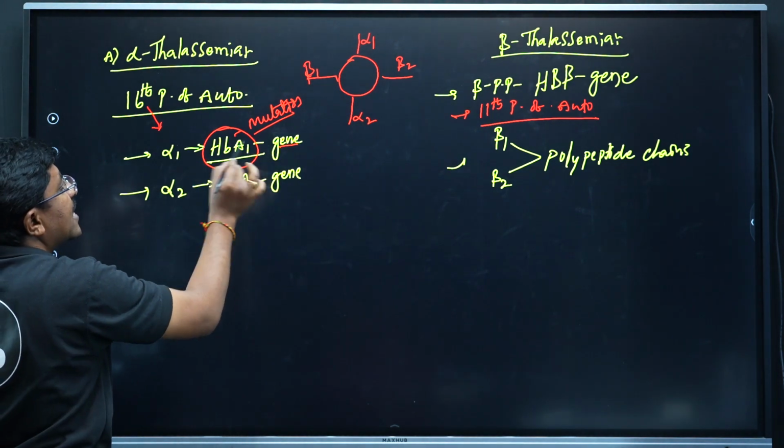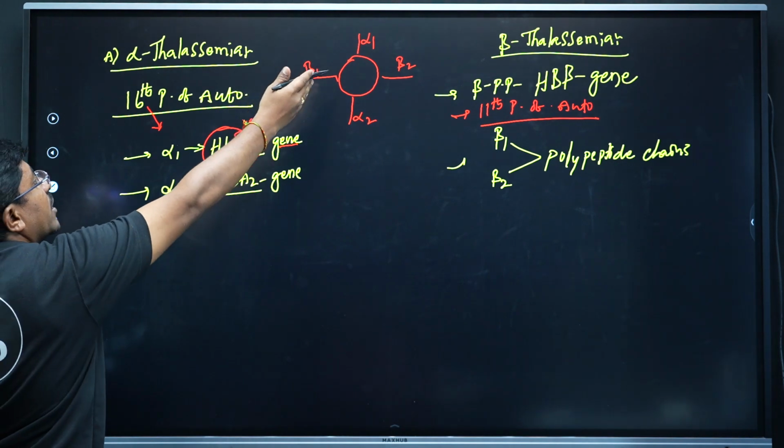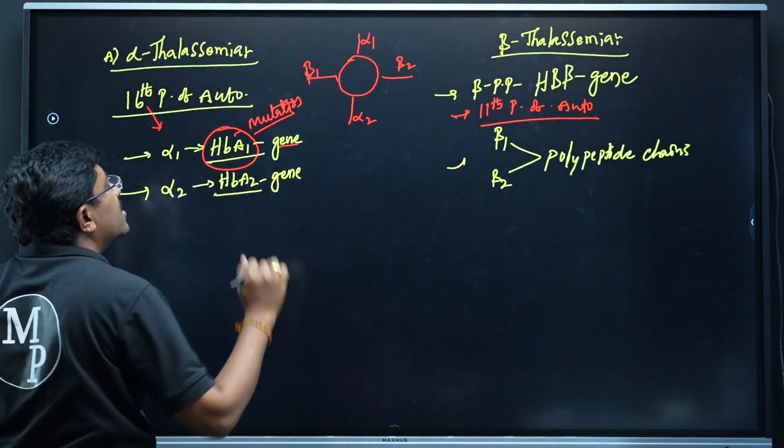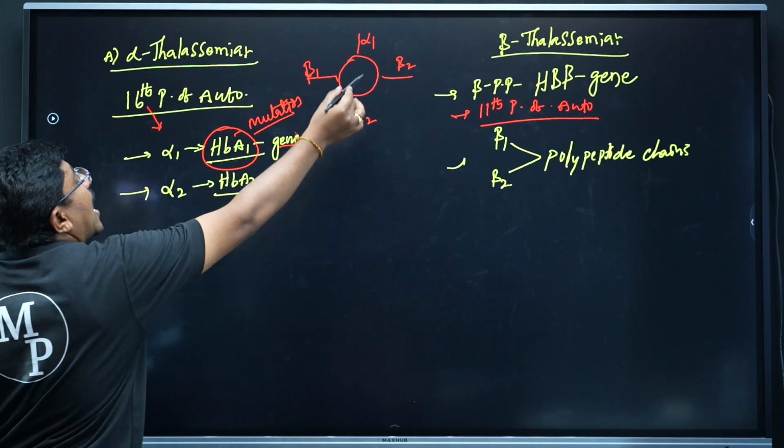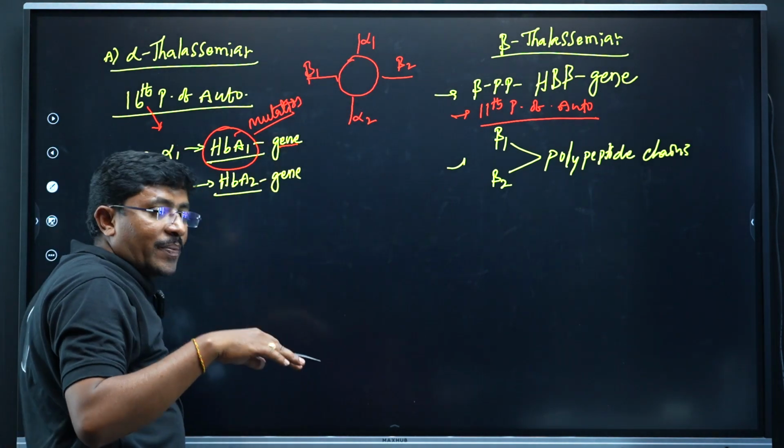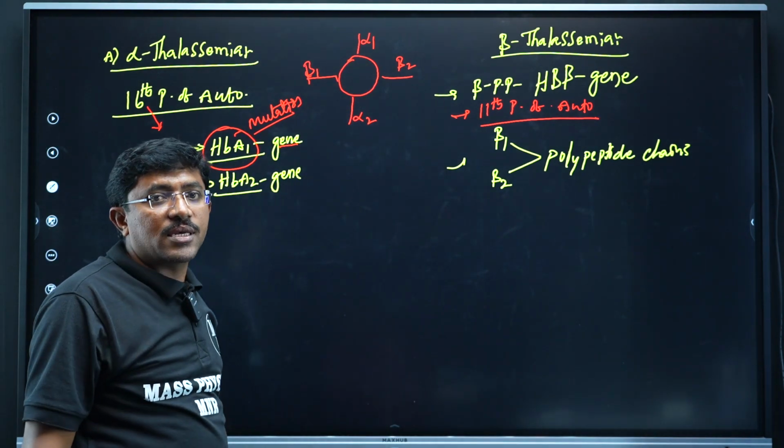HbA1 gene is inactivated. Thereby which polypeptide chain is not synthesized on the RBC? Alpha 1 polypeptide chain cannot be synthesized.